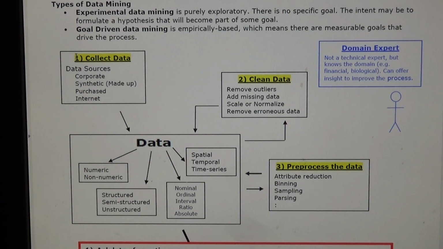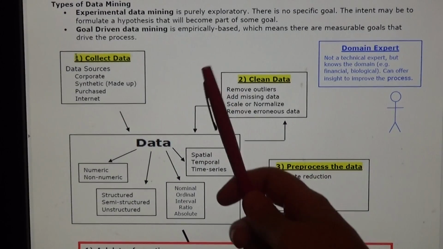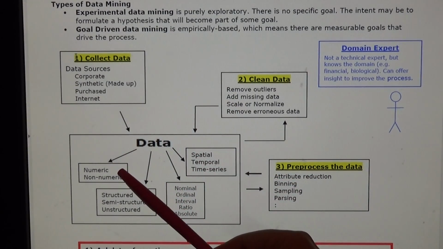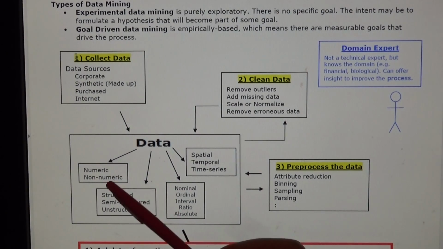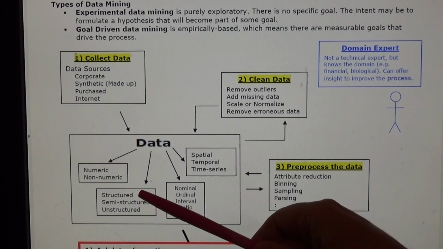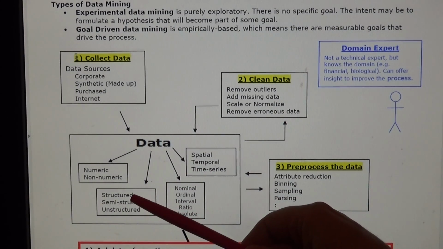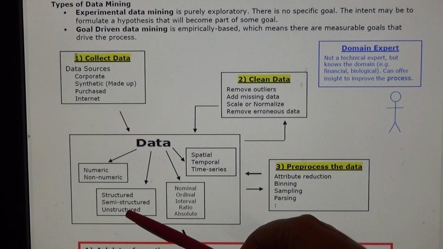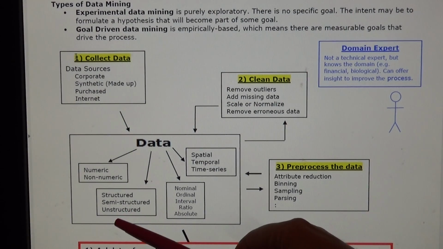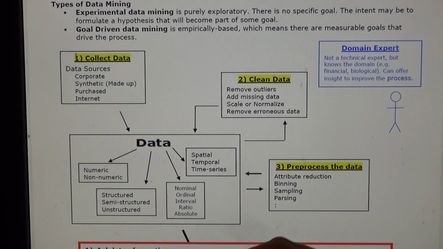And once we have the data, there are different aspects of the data. We want to see whether the data is numeric or non-numeric. Non-numeric might be like letter grades, A, B, C. Non-numeric might be a student's major, for example. Data, we also view it as either structured, and that would be something that's in like a database, semi-structured like XML. Unstructured could be a Word document or a web page, for example.